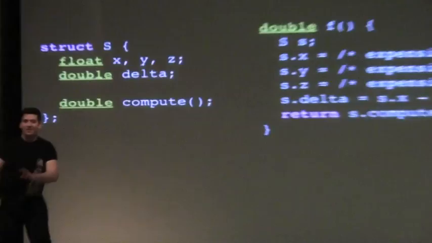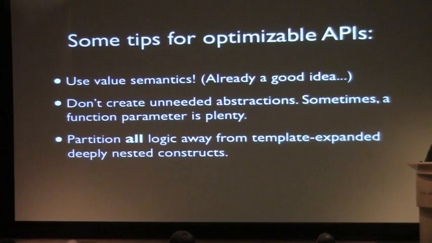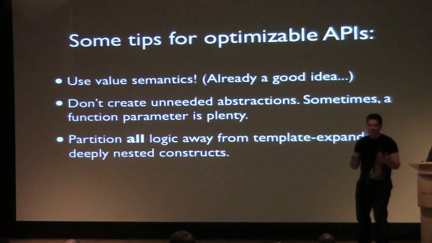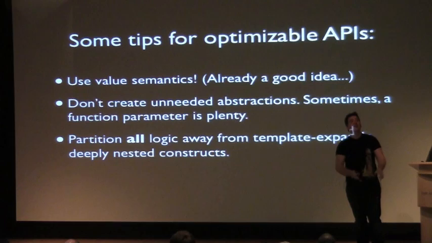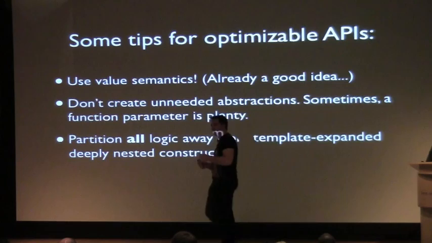So, tips for what to do to make your APIs optimize better. Use value semantics. I don't know that I've said it enough times despite saying it the entire talk. Use value semantics, people. It really is the correct solution to most of your optimization problems. Don't create unnecessary abstractions. I'm not saying to not create abstractions. I started off the talk waxing about how wonderful it is that we can build abstractions in C++. Keep building abstractions, just the necessary ones, right? Abstractions for their own sake isn't a good thing, and it hurts the optimizer.